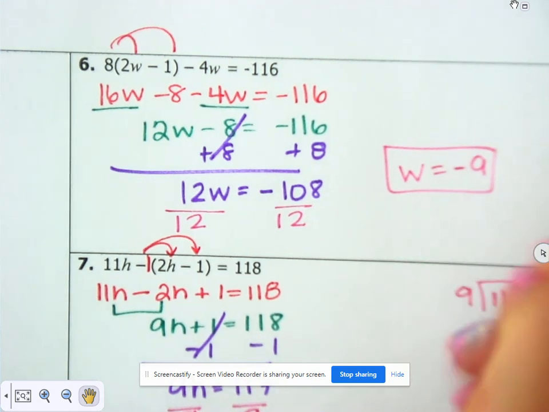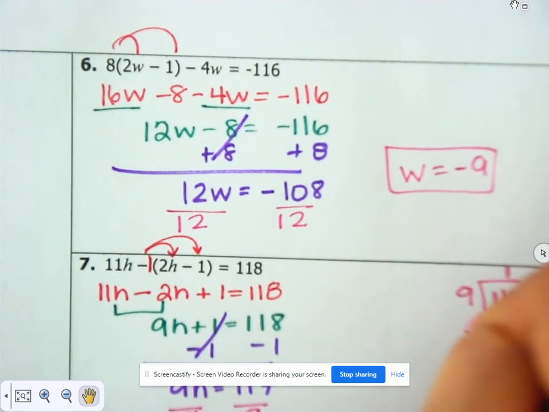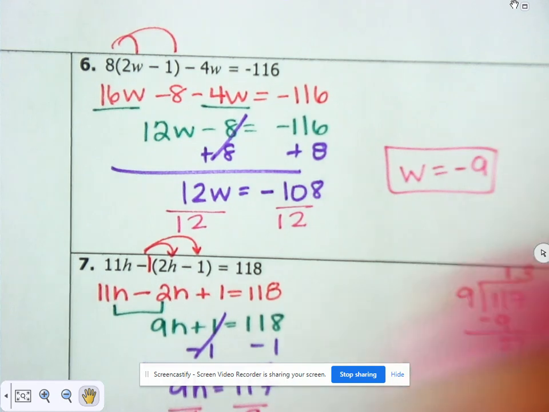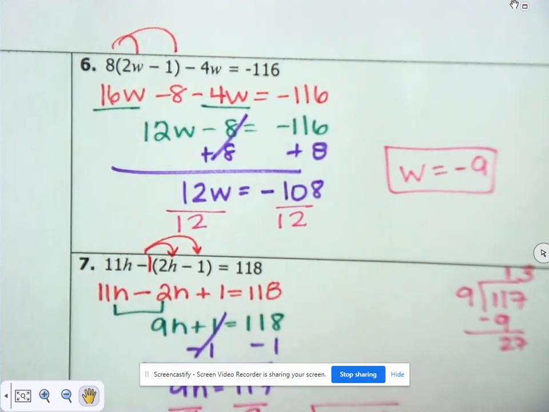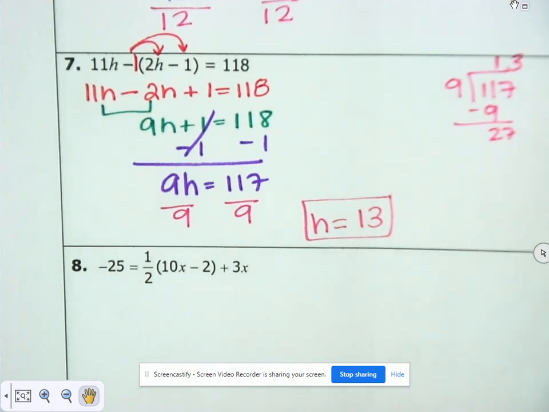117 divided by 9. 9 goes into 11 one time. 9 goes into 27 three times. So h is going to equal positive 13 because everything was positive. Sorry, couldn't see that very well.